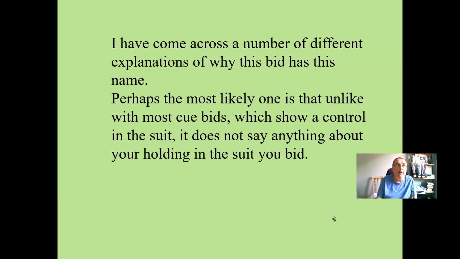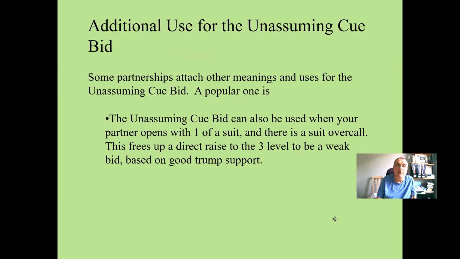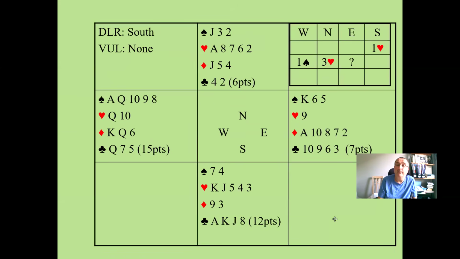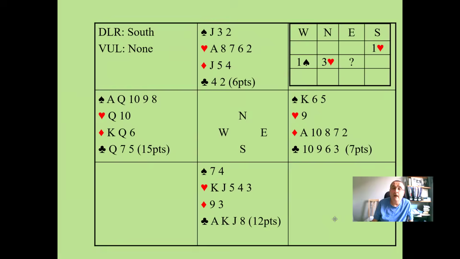But I think in America it doesn't go by that name. It's just sort of thought of as standard bidding. But in the UK, it often goes under the name of the unassuming cue bid. I want to mention also that some partnerships attach other meanings and uses for the unassuming cue bid. A very popular one is that it can be used in response to an opening bid when there is a suit overcall. So not just using it in response to an overcall, but in response to an opening bid. So, for example, a situation like this, so South here opens a heart.